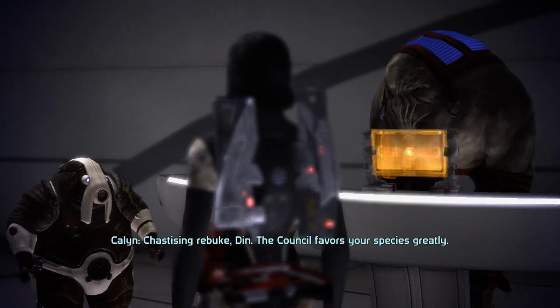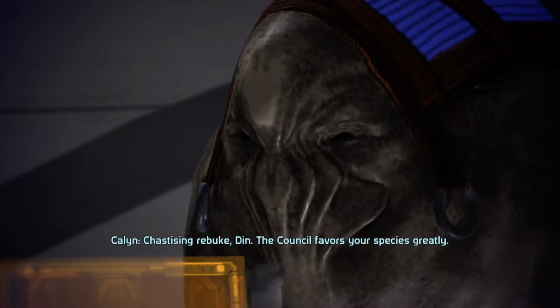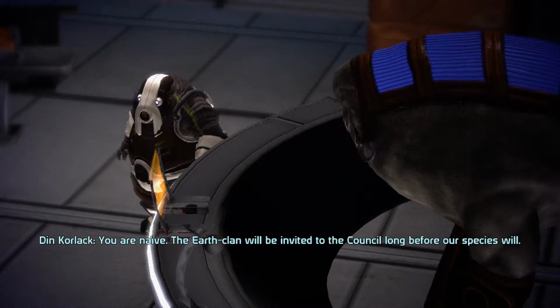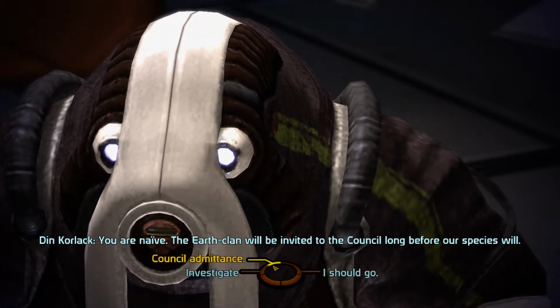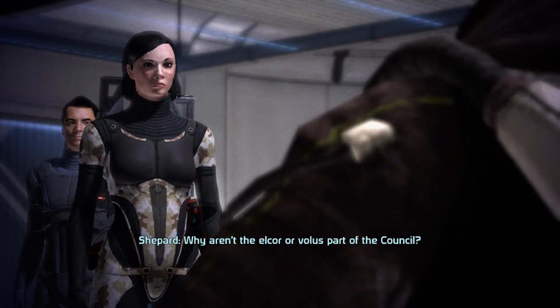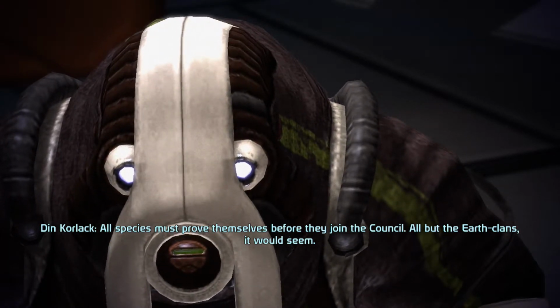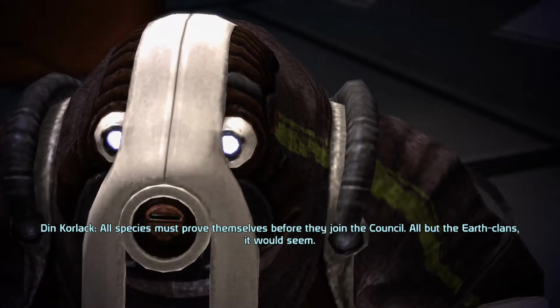Chastising rebuke, Din. The Council favors your species greatly. You are naive. The Earth Clan will be invited to the Council long before our species will. Why aren't the Elcor or Volus part of the Council? All species must prove themselves before they join the Council. All but the Earth Clans, it would seem.